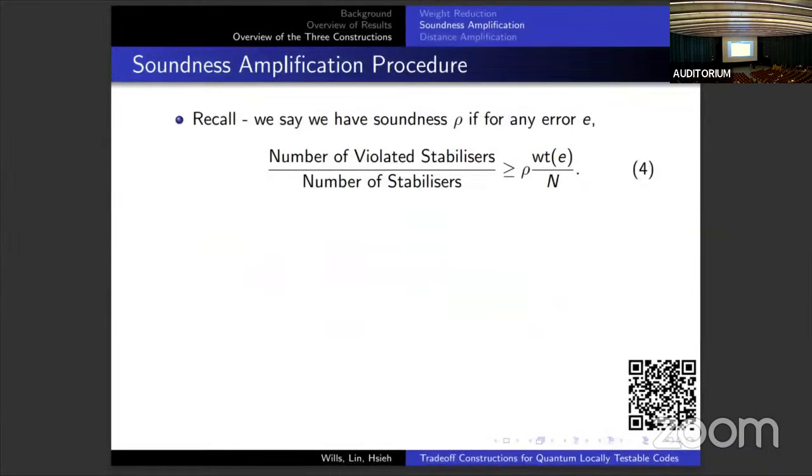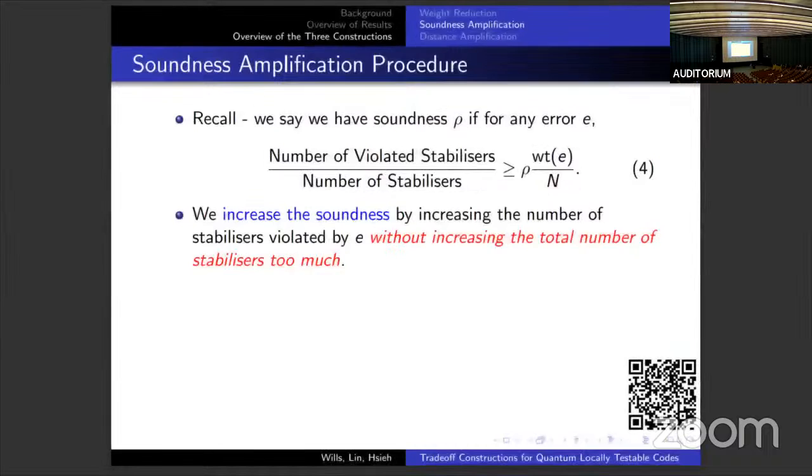As for the soundness amplification procedure, this is original to the paper. If I recall the definition of soundness, you can see that in order to increase the soundness, we're going to have to increase the number of stabilizers violated by any error without increasing the number of total stabilizers too much. We want this fraction on the left-hand side to increase, so we need the numerator to outrun the denominator.